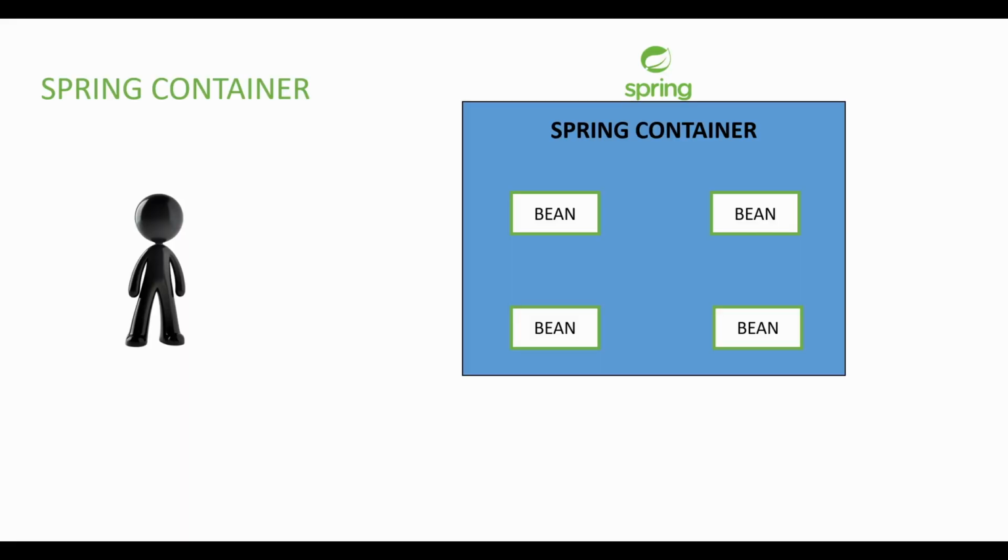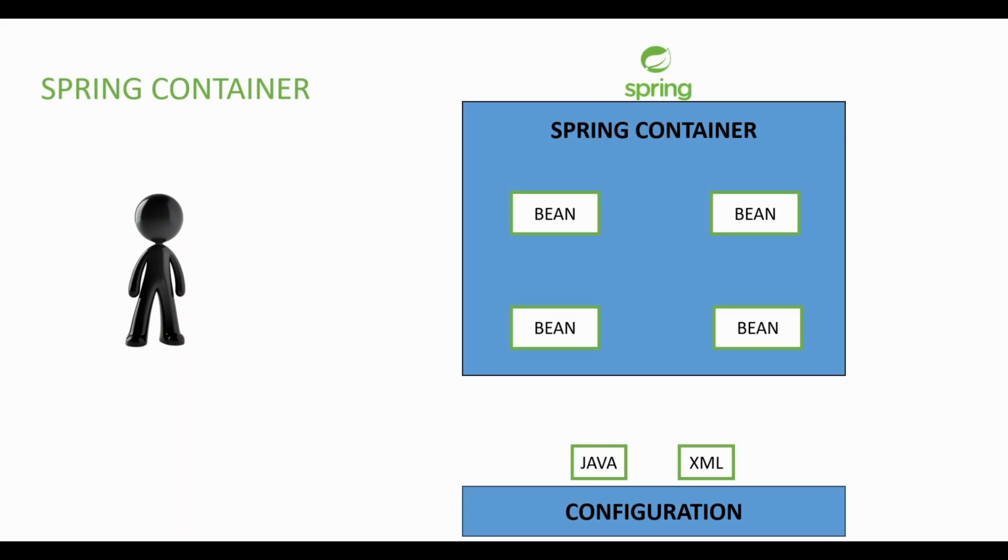If you have been following my tutorials, I have already explained there is a configuration file, and based on this configuration file, Spring Container produces the beans and returns them to the user. So this is what we are going to do over here. And I already have explained that this configuration file can be a Java file or an XML file. For now, we are going to create an XML file for this. So let's get back to our editor.